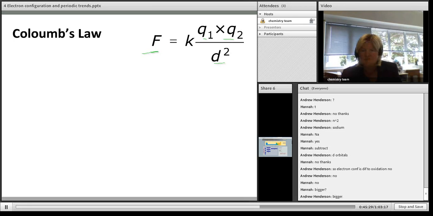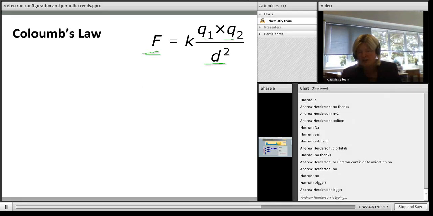So Hannah's typing bigger. Correct, Hannah. But notice this is an inverse relationship for distance. Okay, it's 1 over d squared. So the bigger the distance between the nucleus and the electrons, what can you tell me about the force? It's now an inverse relationship. Inverse means opposite.